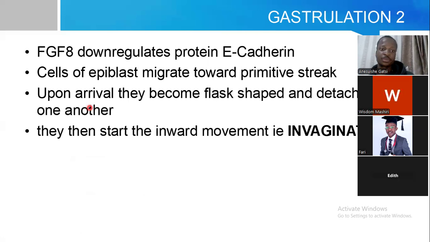Then remember we had an epiblast and a hypoblast, right? The cells of the epiblast start by becoming flask-shaped when you have downregulation of E-cadherin. They change shape from a columnar shape to a flask-like shape, and they start to detach from one another. And when they start to detach from one another, you now have these cells invaginating through the primitive streak. So I'm going to show a diagram.